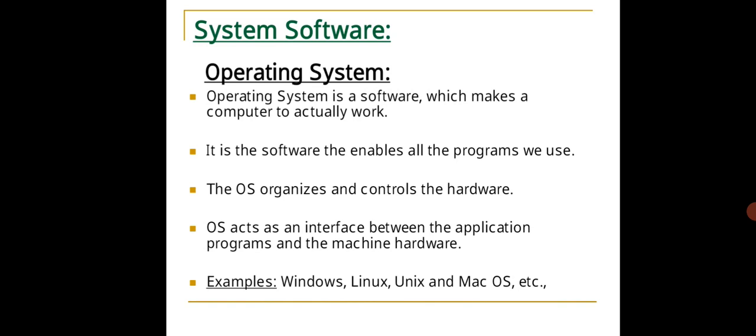We move on to system software, and we start with an example of system software, which is an operating system. An operating system is basically an interface between the computer and the user. It is the software that enables all the programs we use. The OS organizes and controls the hardware. The OS also acts as an interface between the application programs and the machine hardware. Examples of operating systems are Windows, Linux, Unix, and Mac OS.